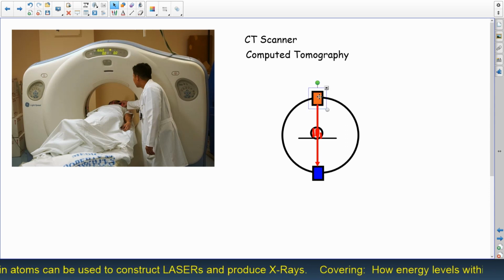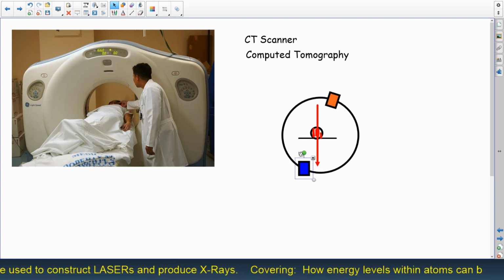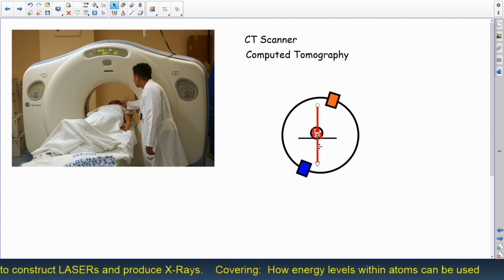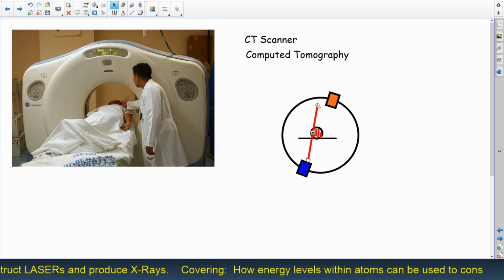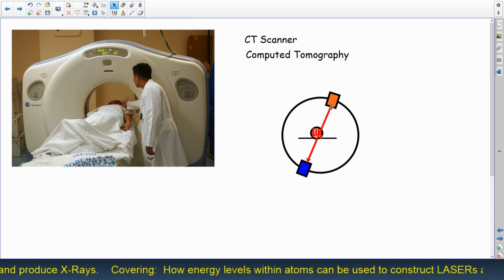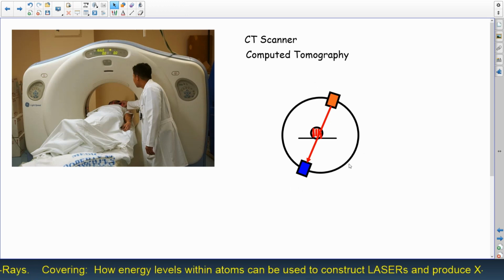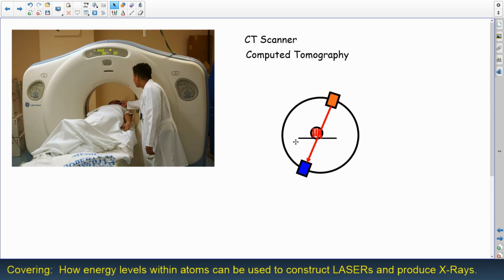Okay, but then what happens in a CT scanner is that the emitter and detector are moved around. That's why they're on a circle. They're on the same circle together, so the whole thing moves at once. And an X-ray is taken from a different angle. And this whole process continues. You get X-rays from all sorts of angles all the way through that.